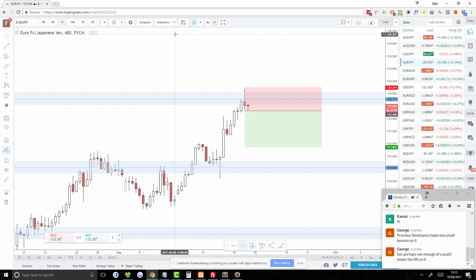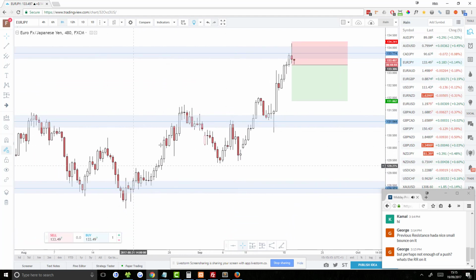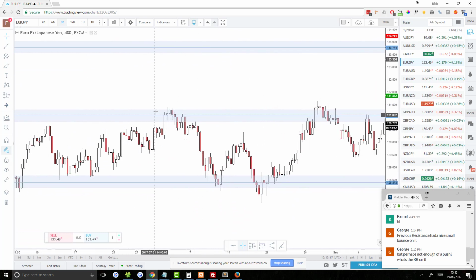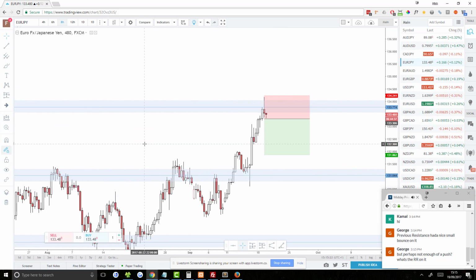George is saying previous resistance had a nice small bounce to it. Yeah, the previous resistance did. When it approached it, bam, it turned around. I mean, it's interesting. I'm just apprehensive to trade against this trend. The euro is quite strong right now. I'm apprehensive to jump in against the euro on one of these on a smaller time frame. That being said, it does look like a half decent setup. It might be worth it.